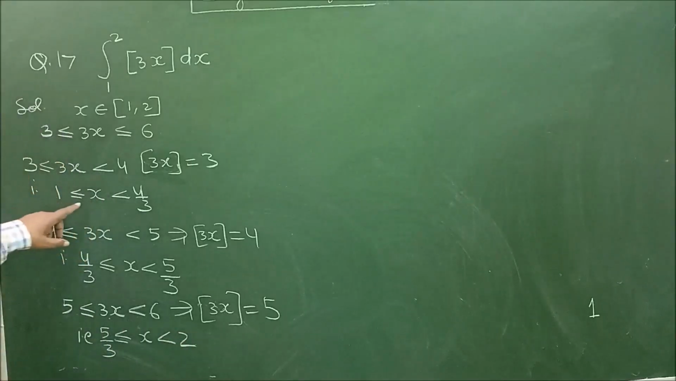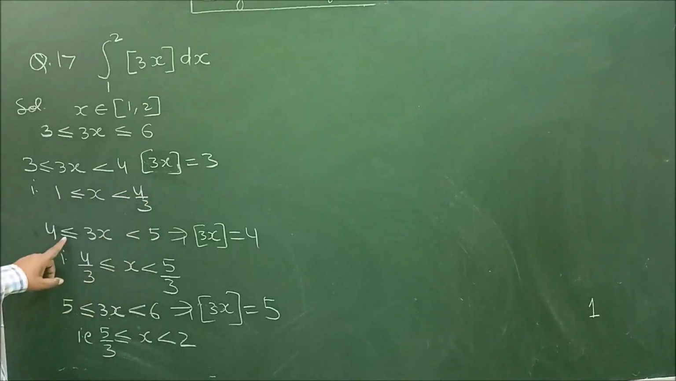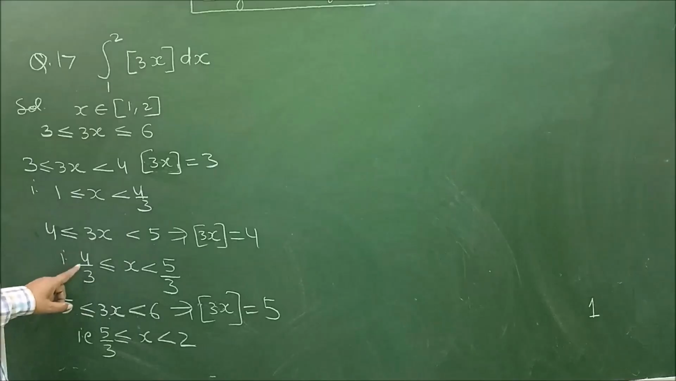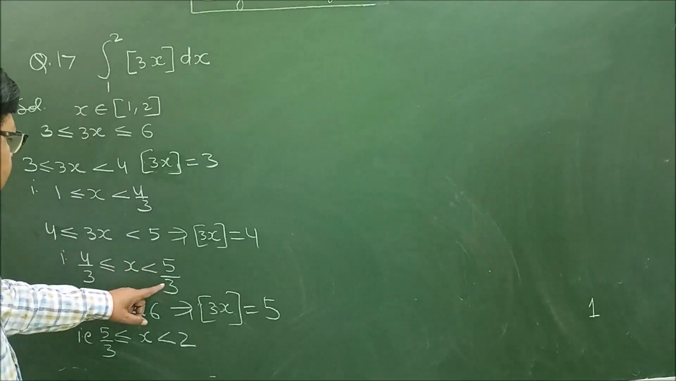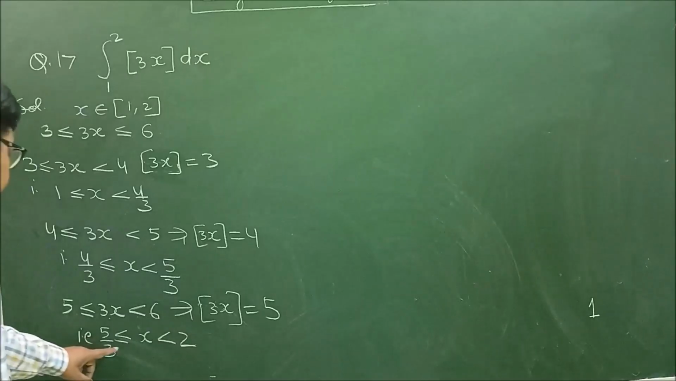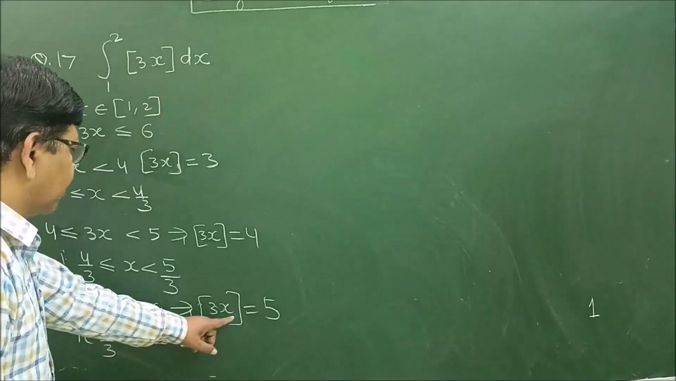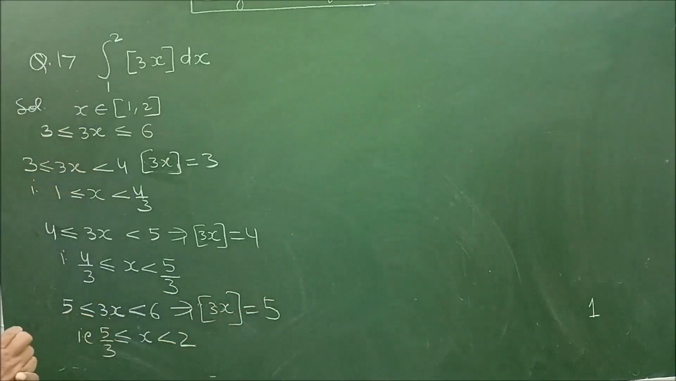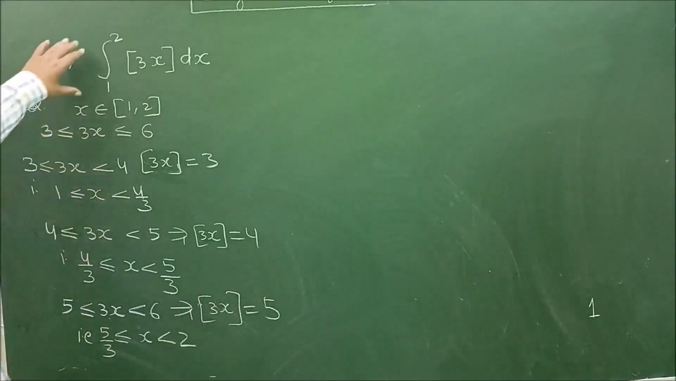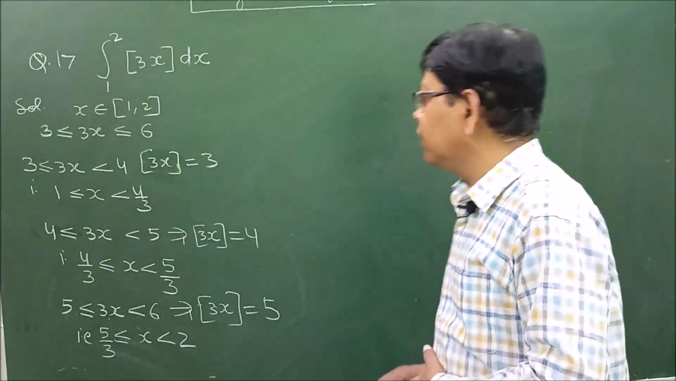So when x is between 1 and 4 upon 3, this function is equal to 3. When x is between 4 upon 3 and 5 upon 3, greatest integer 3x is equal to 4. When x is between 5 upon 3 and less than 2, greatest integer 3x is equal to 5. So now let us split this definite integral.